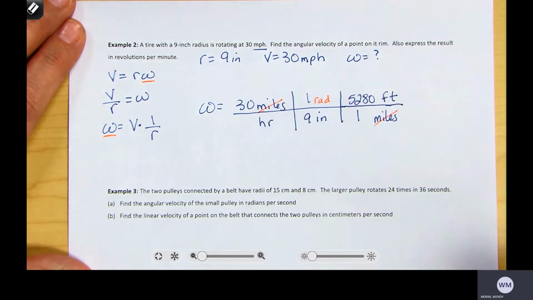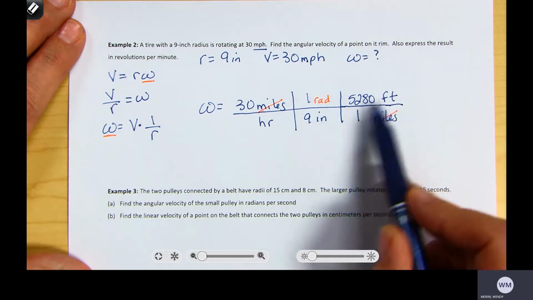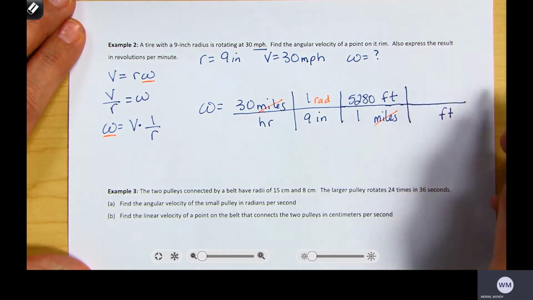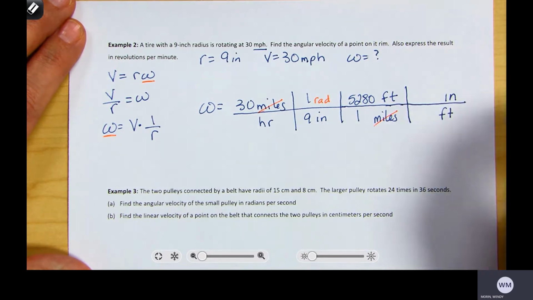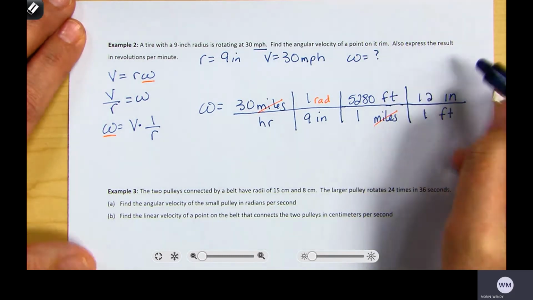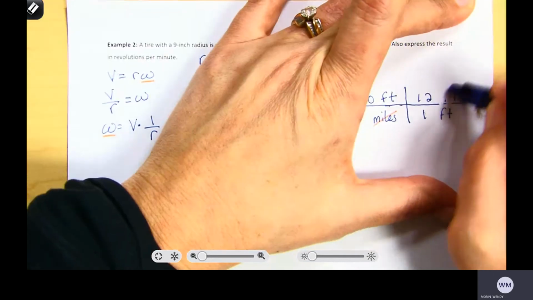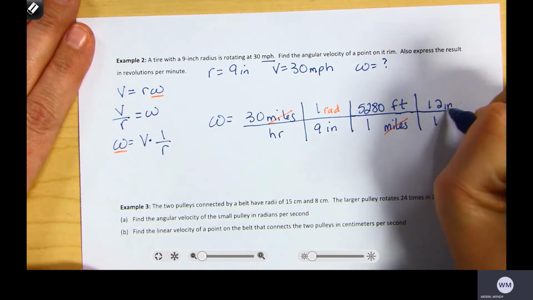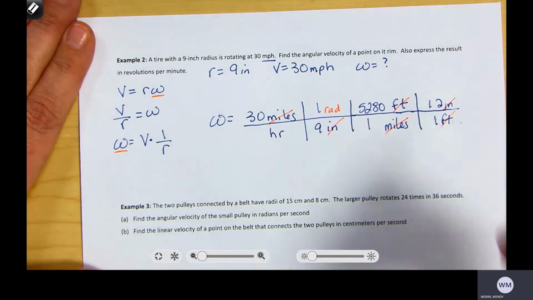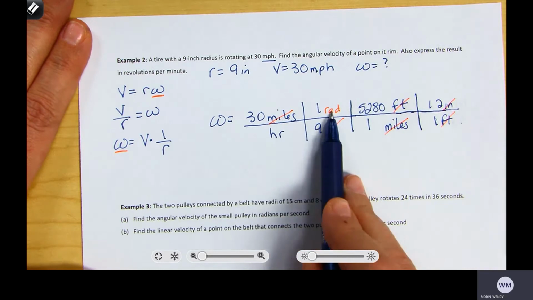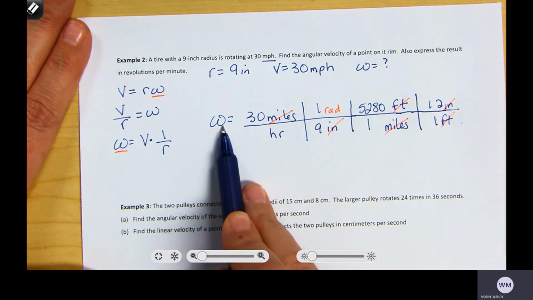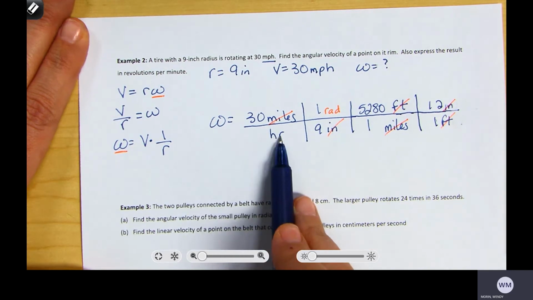So mile cancels miles. Now feet and inches, those don't cancel, so I'm going to keep going. I want my feet to cancel, so that goes on the bottom. I want my inches to cancel, so that goes on the top. So 12 inches in 1 foot. Sorry, I might run out of room here, so I'm going to rewrite that. 12 inches, 1 foot. So feet cancel feet, inches cancel inches, and I'm left with radians per hour. Radians, is that theta? Radians per unit of time? Is that angular velocity? Yes, it is. Radians per any unit of time is angular velocity.